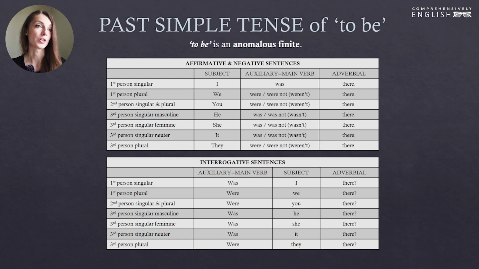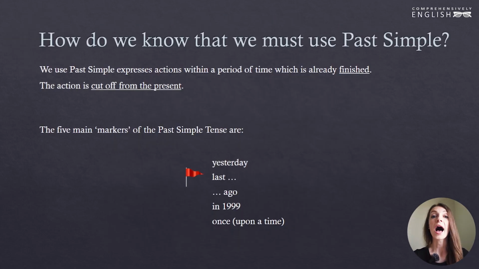We say was with all the singular persons and were with plural. I was there, we were or weren't there, you were or weren't there. He was or wasn't there. She was or wasn't there. It was or wasn't there. And they were or weren't there, depending on whether it is a positive sentence or a negative one. In interrogative sentences, of course, to be goes to the first place, that is, it behaves like an auxiliary verb. Was I there? Were we there? Were you there? Was he there? Was she there? Etc.